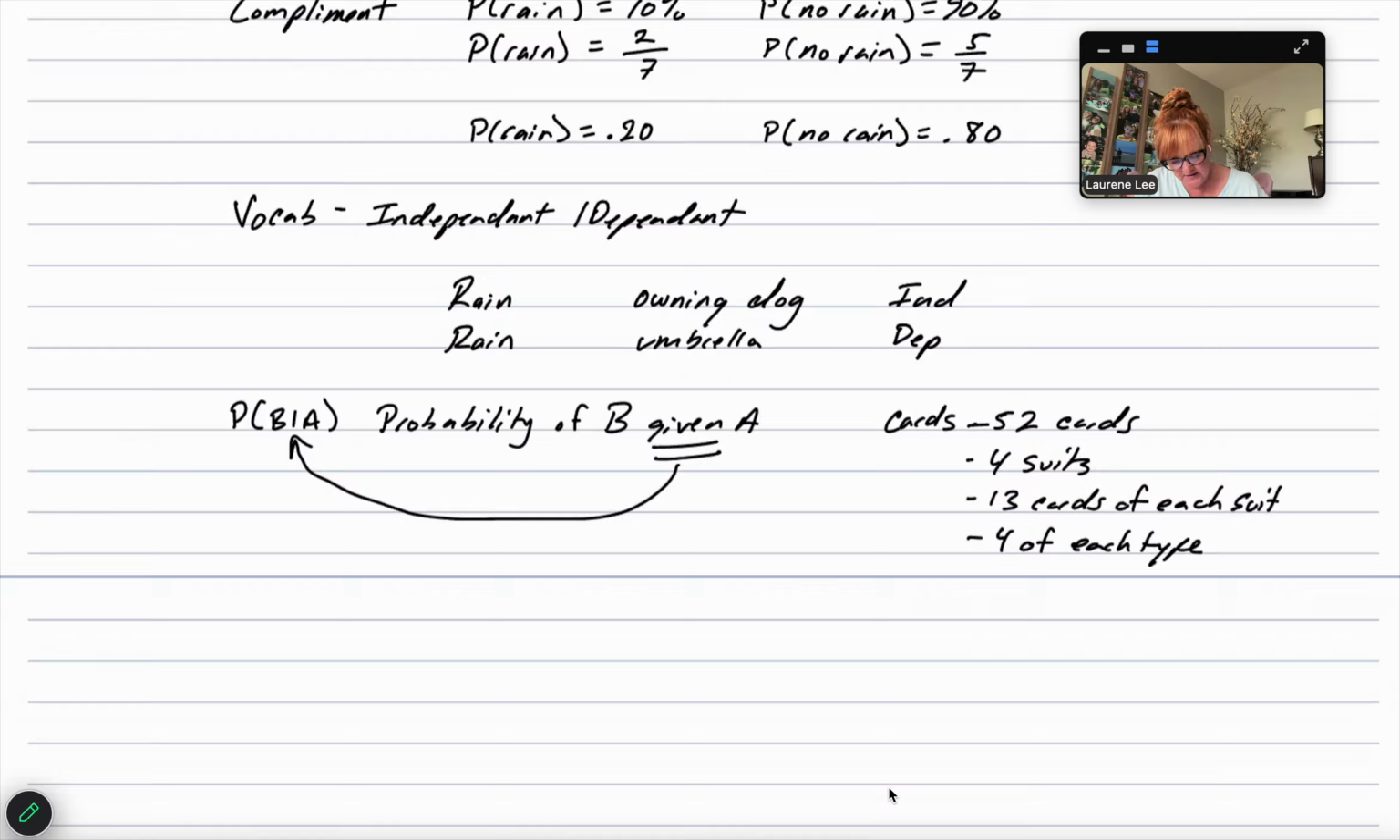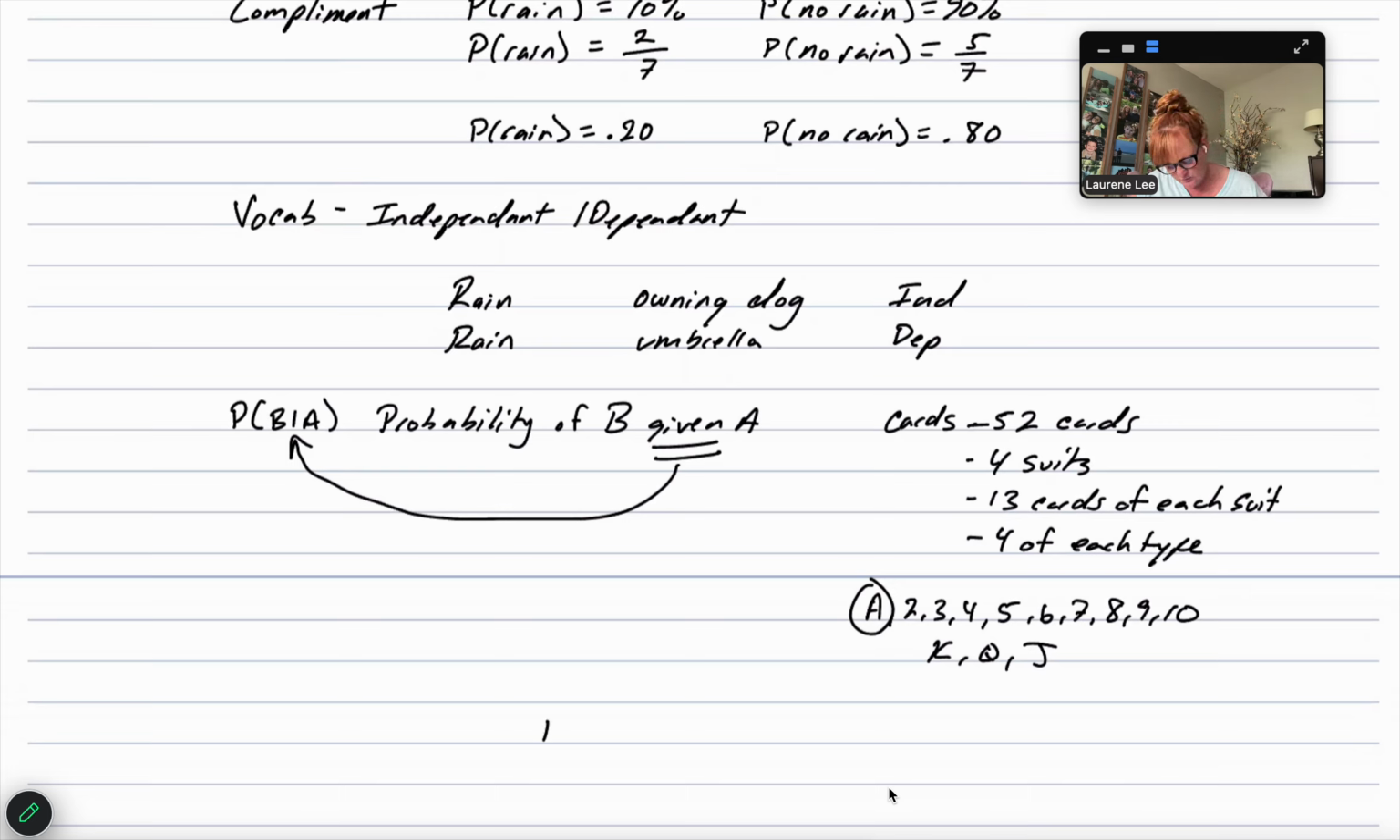And those types start at ace, and then they go 2, 3, 4, 5, 6, 7, 8, 9, and 10. And then they go king, queen, and jack. These are not in order. Okay, so there's all of those numbers in the deck. There's 4 aces, one of each suit. There's 4 twos, there's 4 threes, there's 4 fours.